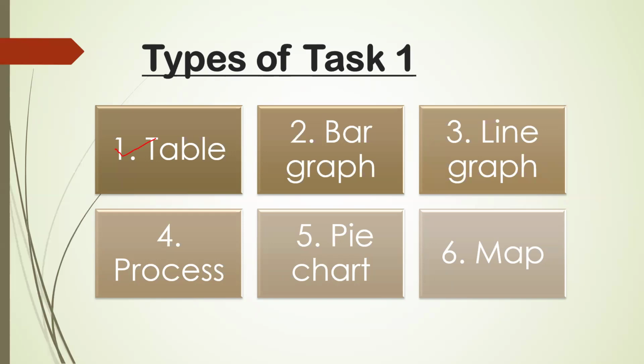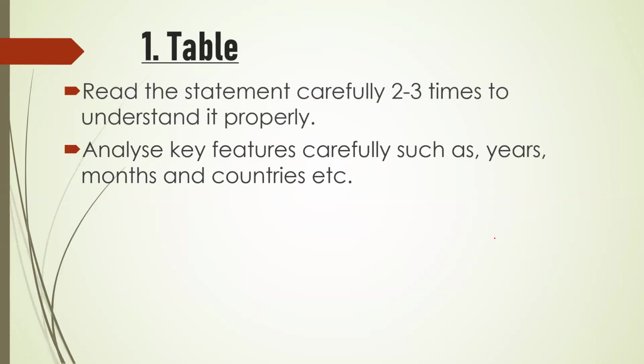First, it may be table, right? Second, bar graph. Third is line graph. Fourth is process. Fifth is pie chart. And sixth is map. So let's discuss these in detail, how to solve these problems. First is table.